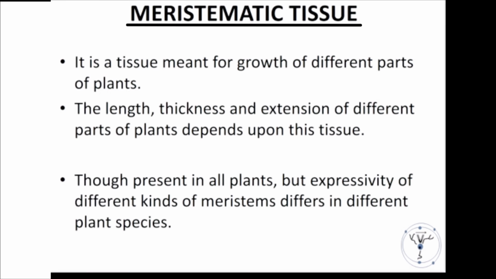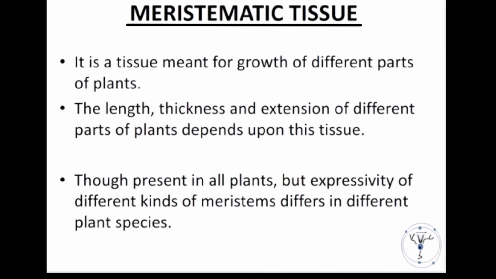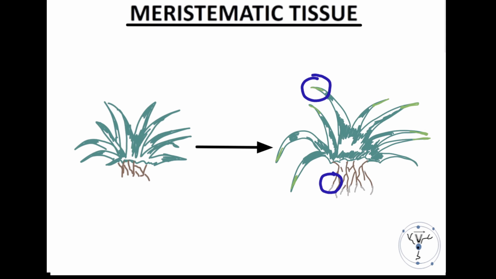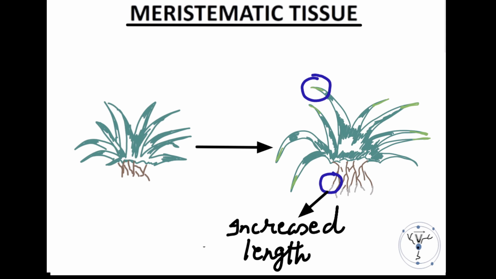The function of apical meristem is to grow the extensions of the plants. For example, the tips of roots, tips of stems, tips of branches.